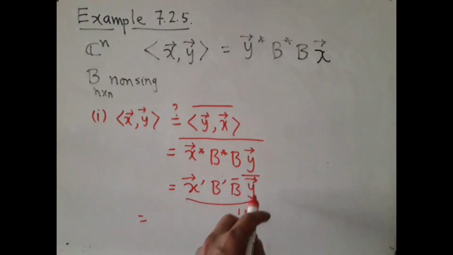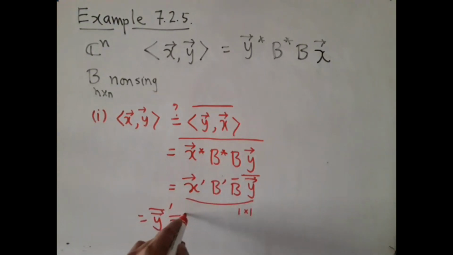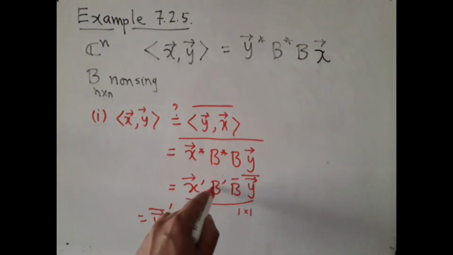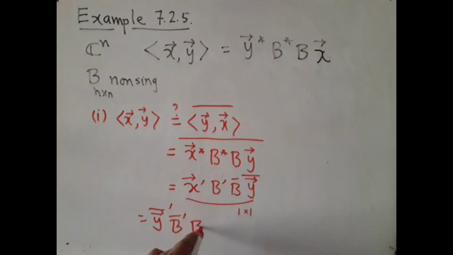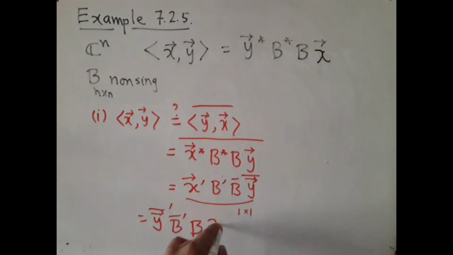I will take this y bar and take its transpose to the left, so it is y bar transpose. Then I will take b bar and take its transpose. Then I will take b transpose; its transpose is just b. Finally, I will take this x transpose, and its transpose is just x.